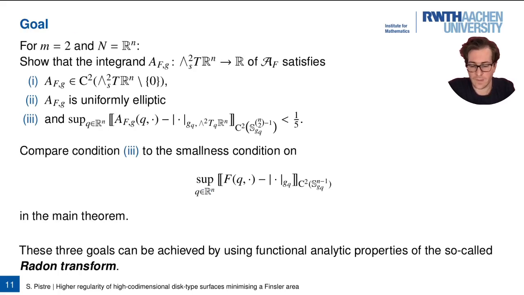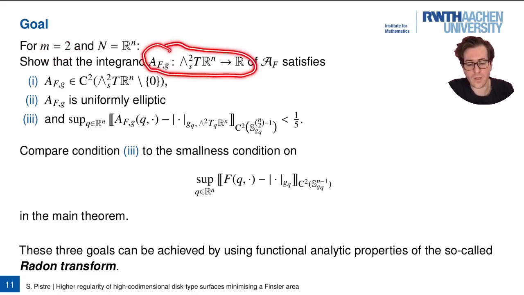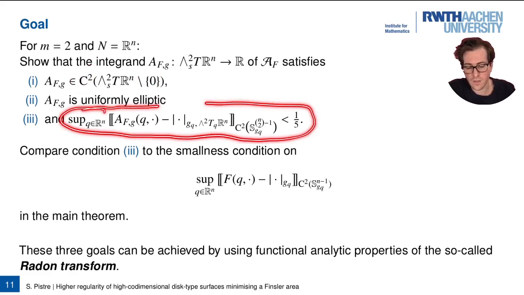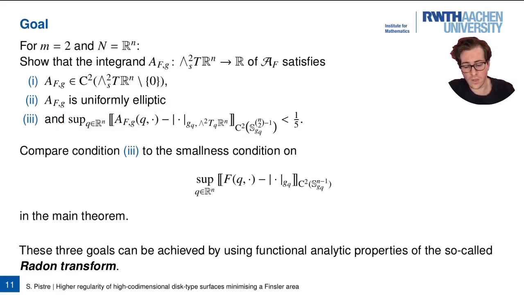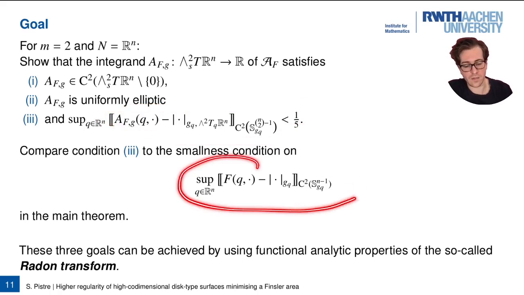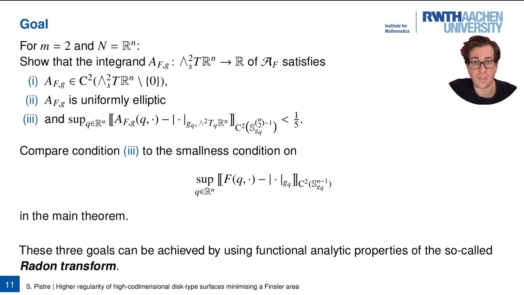We are in the m=2 case, a two-dimensional domain, and the target is Rn. And then we want to show that the integrand of the Busemann-Hausdorff area, which was introduced in the last video, should be C2 outside of the zero bivector, and it should be uniformly elliptic, and we should have this C2 comparability condition. And I said this before, this is what we need for the corollary on the previous slide, and that is the condition that this should be small in the main theorem.